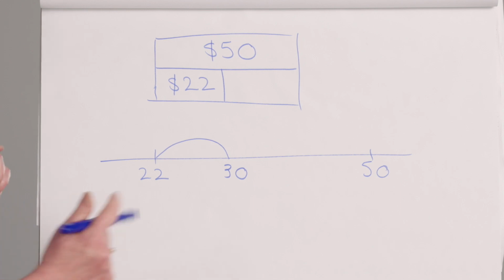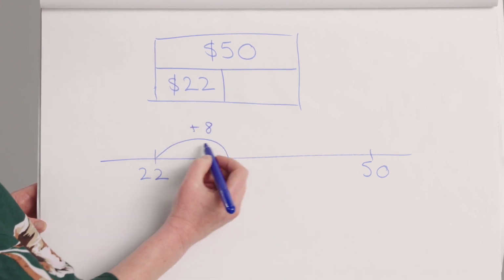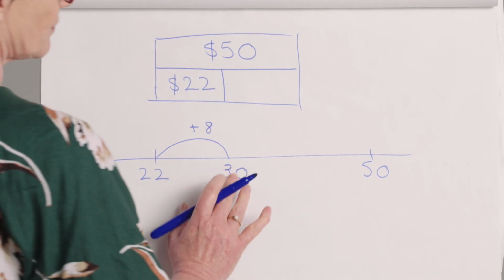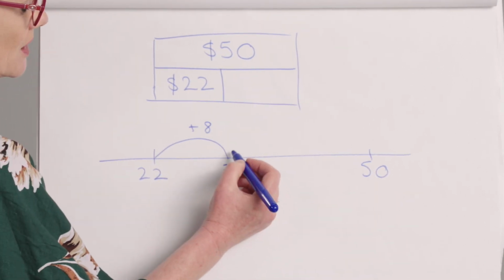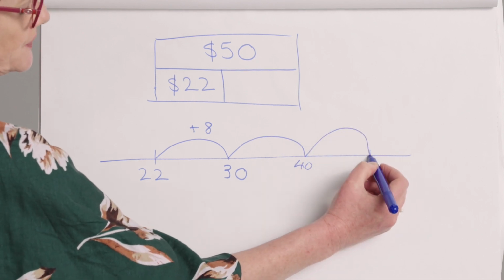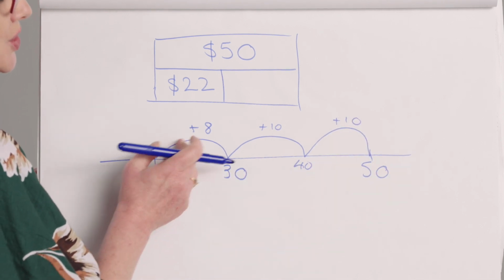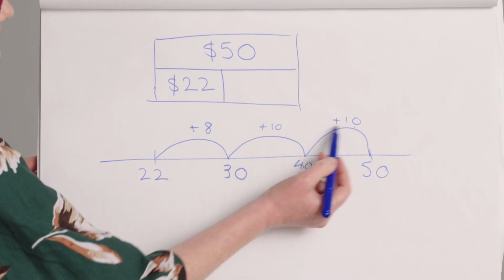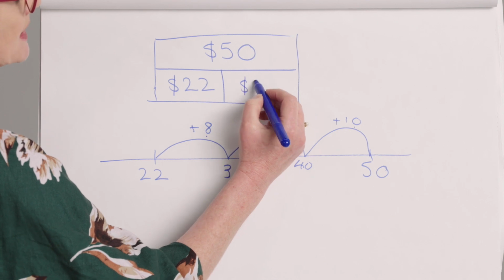How many more do I have to add on from 22 to get to 30? I hope you know the answer. Let's add 8. We're going to move 8 along from 22 to get to 30. And then from 30 to 50, or maybe I'll go in tens. 30 to 40 to 50. So I've added 10 and another 10. So by adding on, I can calculate the difference. And by adding on, I can see that I have added altogether $28.